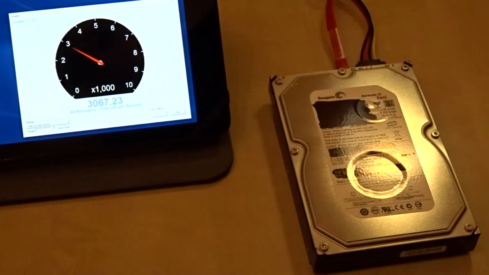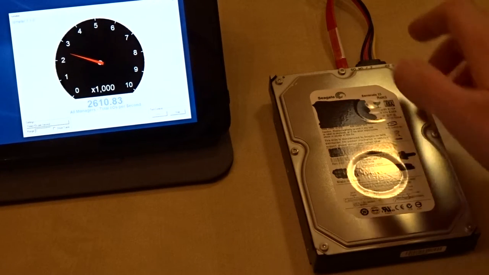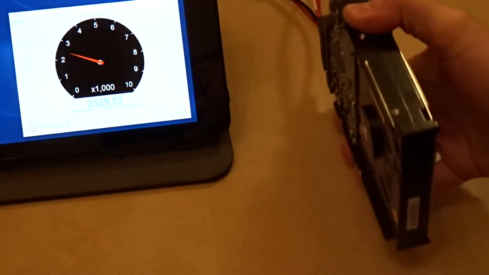Today I'm going to conduct a short experiment using a hard disk drive and a computer showing the IOPS, which means IO transactions per second. It shows right now around 3000 IOPS. The hard disk here is connected via a USB cable, and right now I'm going to shake it.